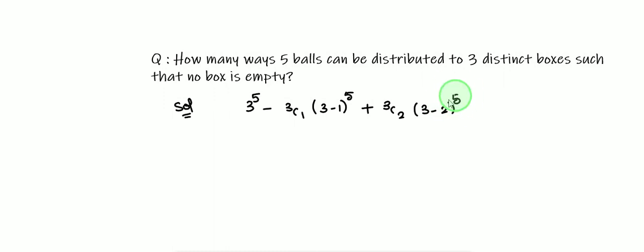So directly you can apply 3 power 5 minus 3C1 (3 minus 1) raised to 5 plus 3C2 (3 minus 2) raised to 5. That is equal to 243 minus 3 times 2 power 5, which is 32, plus 3C2 times 1, which is equal to 246 minus 96, which is equal to 150.